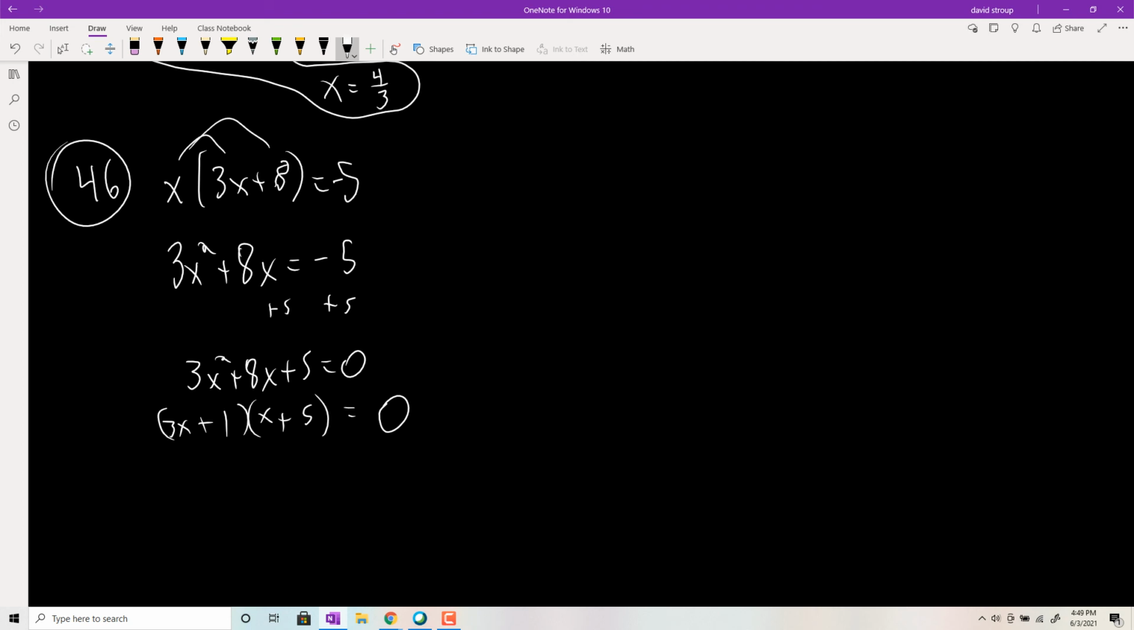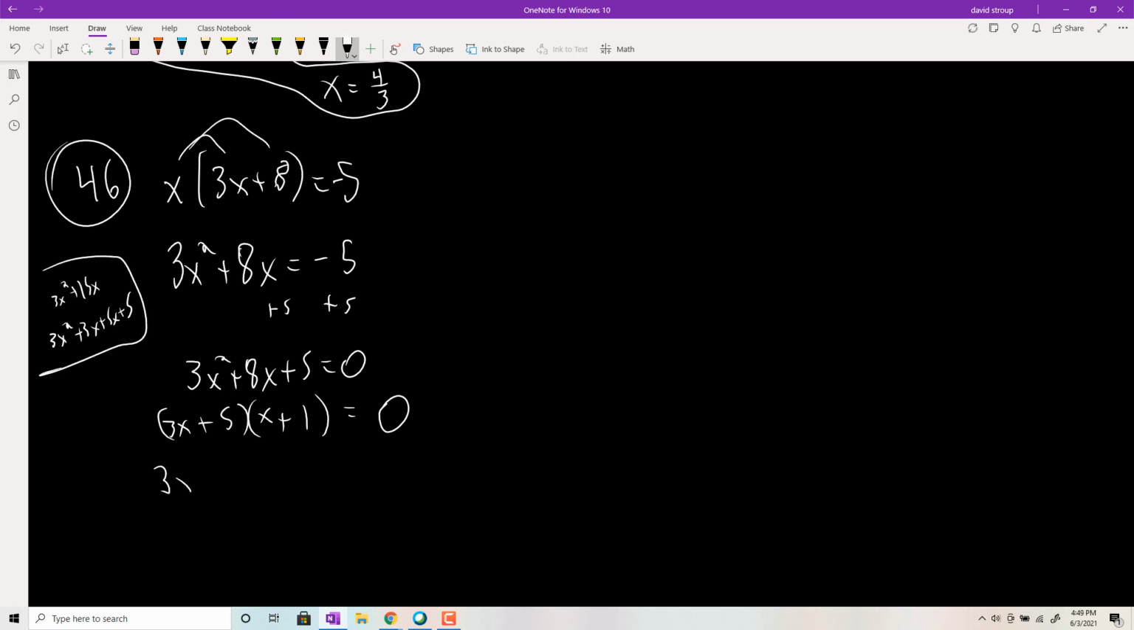Let me check my work here: 3x squared plus first, outer, 15x. Ooh, yeah, so good thing I checked. Did I say the wrong thing before? So it has to be 5 here and then 1 here. So now let's try it again. 3x squared plus 3x plus 5x, plus 5. That'll work then.